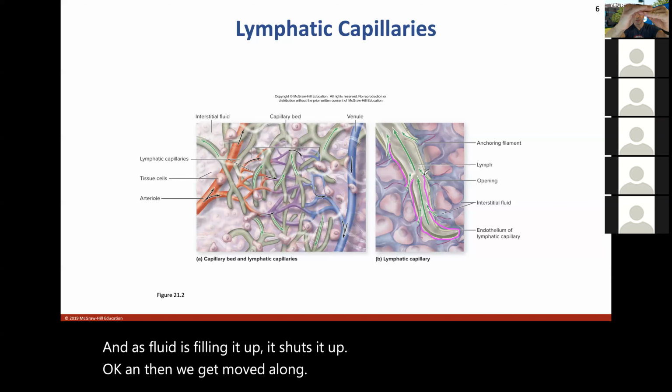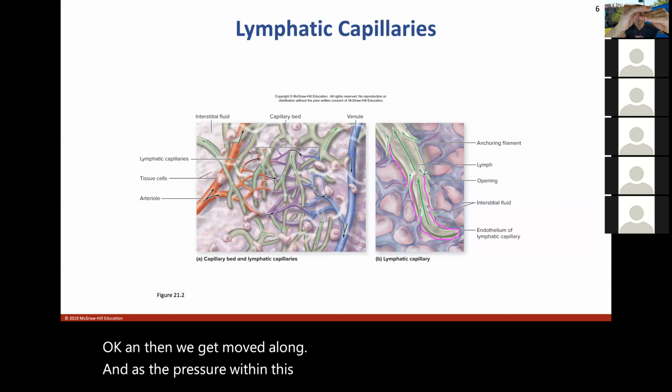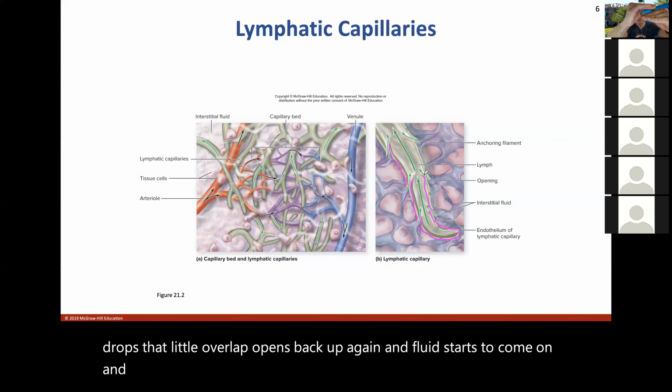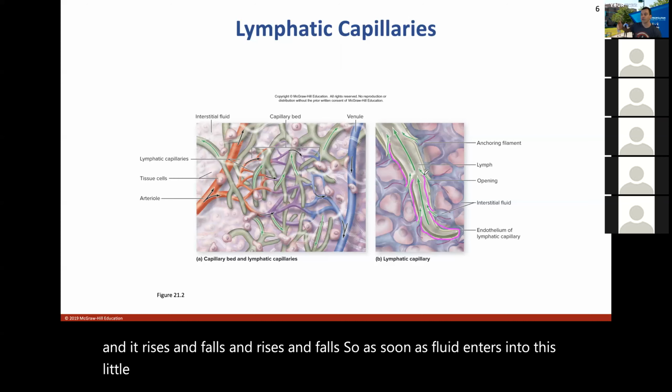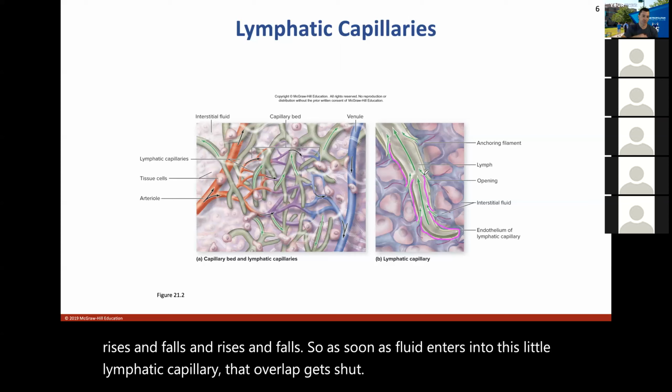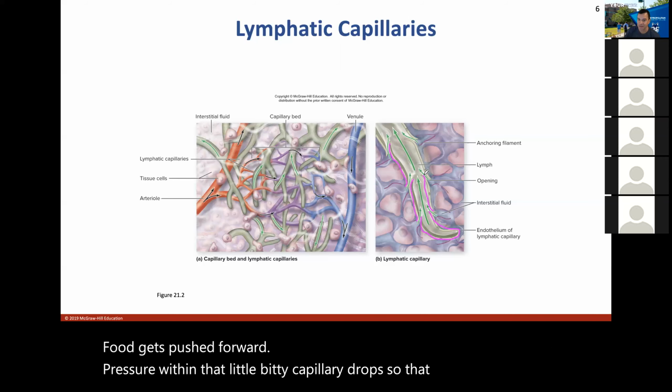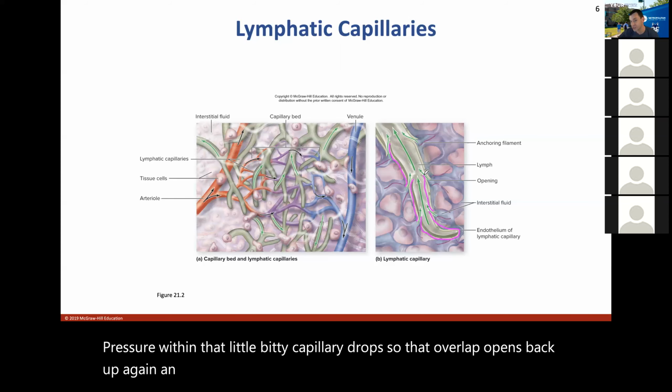And as the pressure within this little blind-ended capillary drops, that little overlap opens back up again and fluid starts to come on in, and it rises and falls and rises and falls. So as soon as fluid enters into this little lymphatic capillary, that overlap gets shut. Fluid gets pushed forward. Pressure within that little bitty capillary drops, so that overlap opens back up again, and more interstitial fluid is allowed to enter this lymphatic capillary.